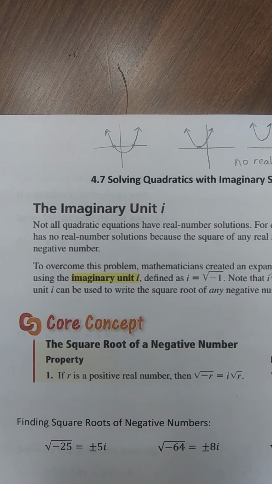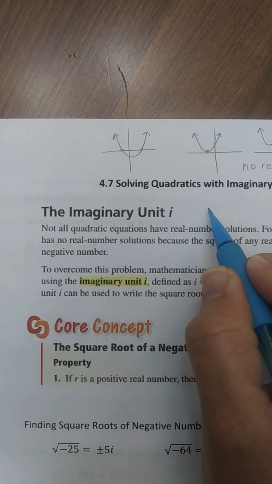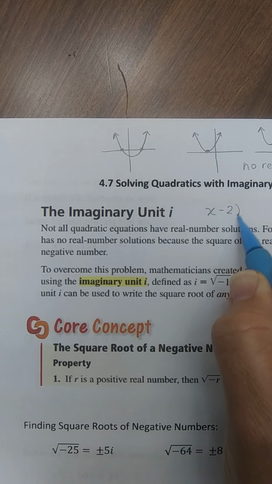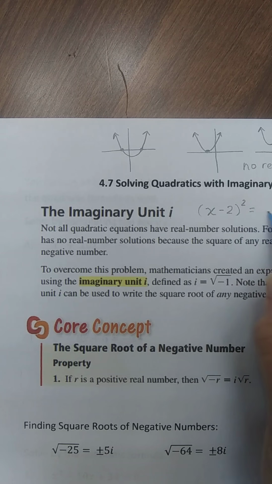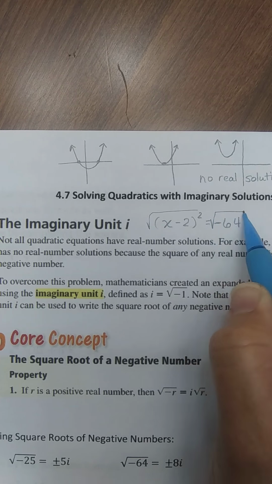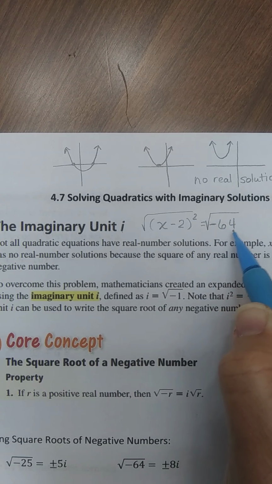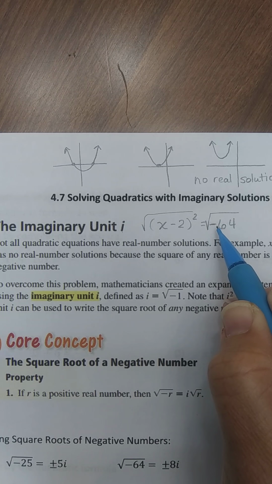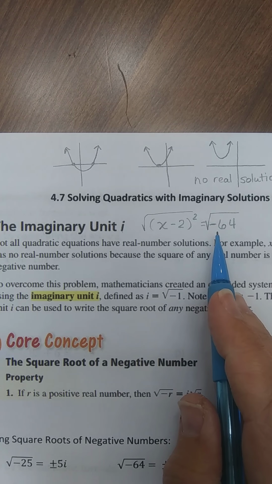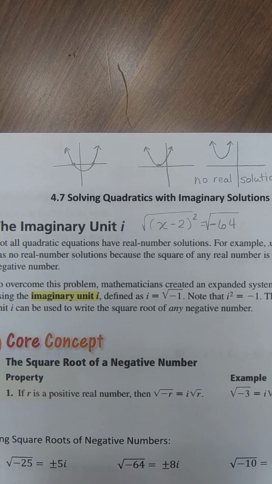So in the course of solving previously, if you had gotten to the point where you had something like (x - 2)^2 = -64, and you would try to take the square root of each side, at this point you'd have to stop and you would say no real solution because there's no square root of a negative number. Well, the imaginary unit i is going to allow us to take the square root of negative numbers, and that's how we're going to be able to continue solving.